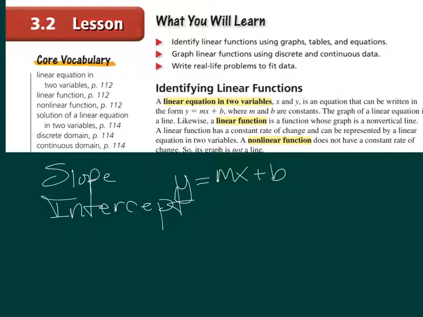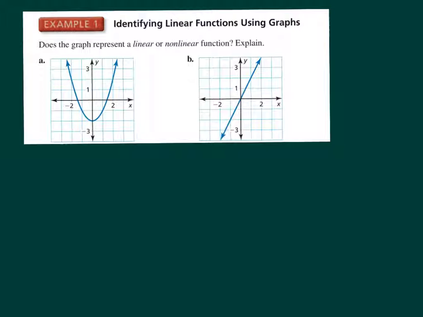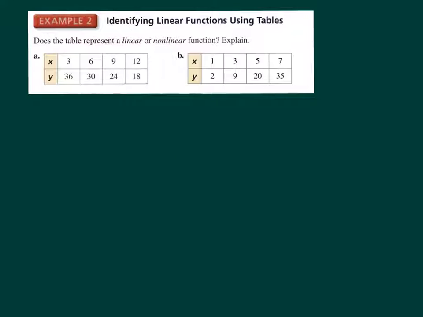A nonlinear function does not have a constant rate of change, so its graph is not a line. So if it's a vertical line or not a line on the picture, it's not a linear function, obviously. So some of these things are going to be pretty self-explanatory as we go through this section. Pretty easy here to tell. The one on the left is not a line. The one on the right is a line. So you can say nonlinear, linear, and you can use the explanation as simple as it's not a line.